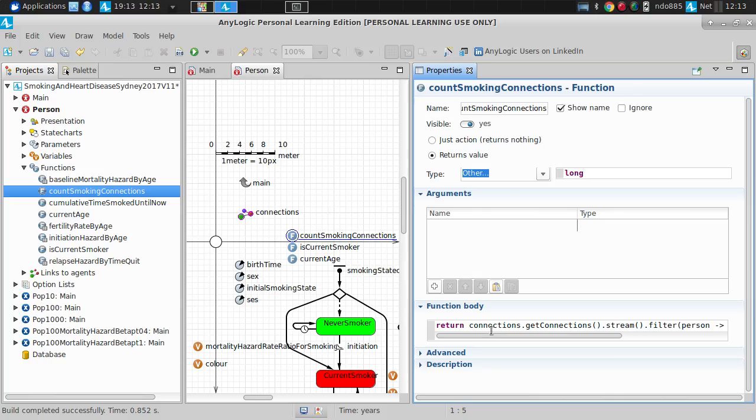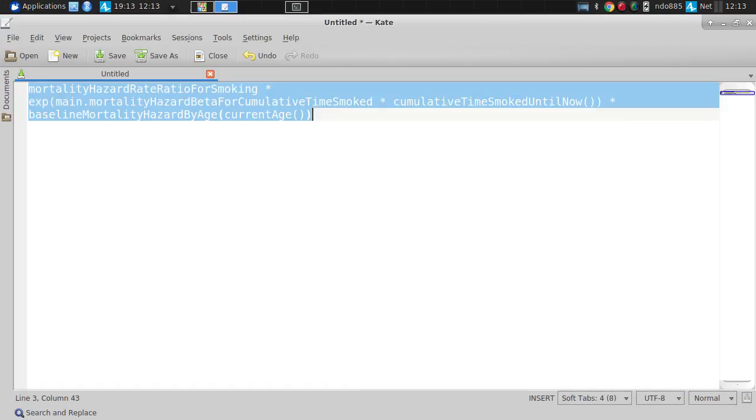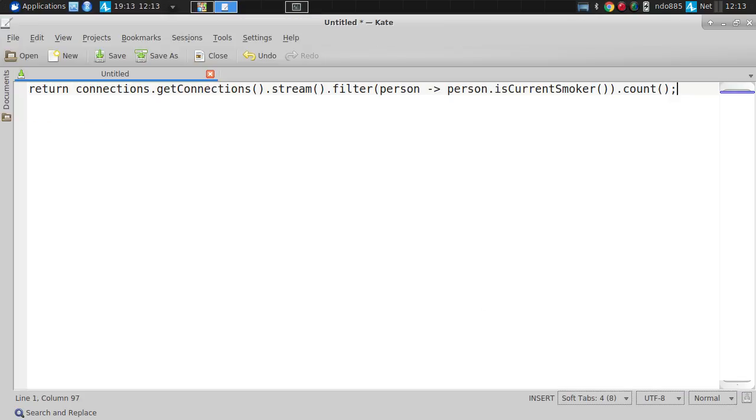Okay, so let me put up this code, and I'm going to walk you through it. Ladies and gentlemen, of the connections, it asks for the list of those connections. This stream basically turns it to a way we can do this nice stuff. It filters those down to only include those which are current smokers, and then we count the number of those. Are we okay with that?